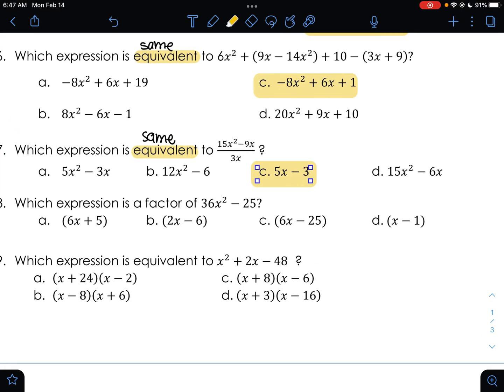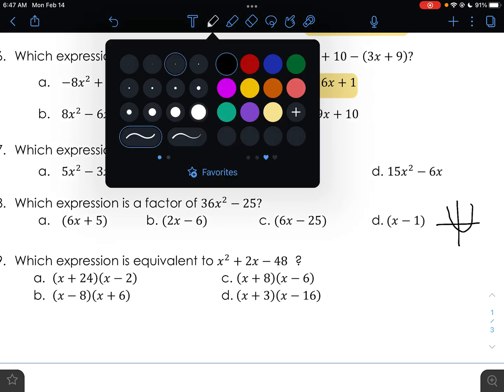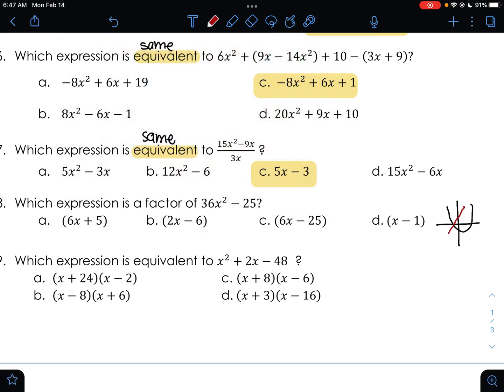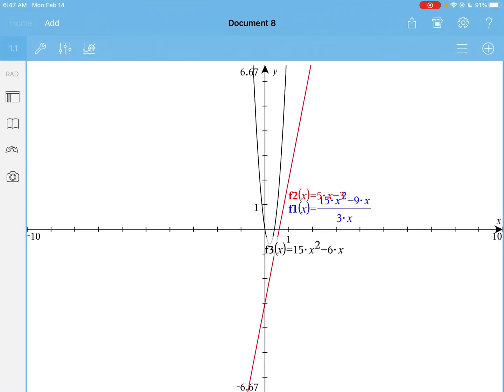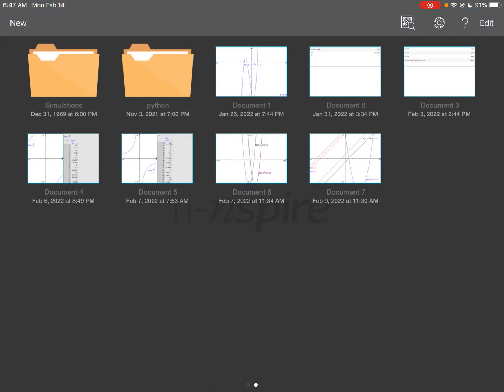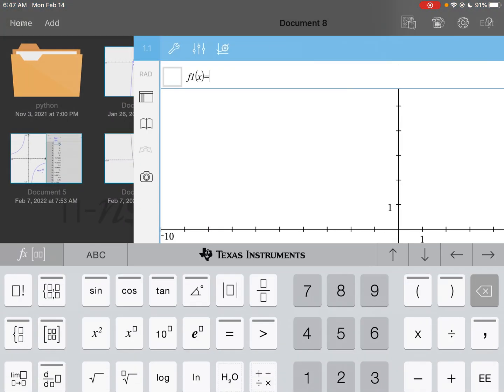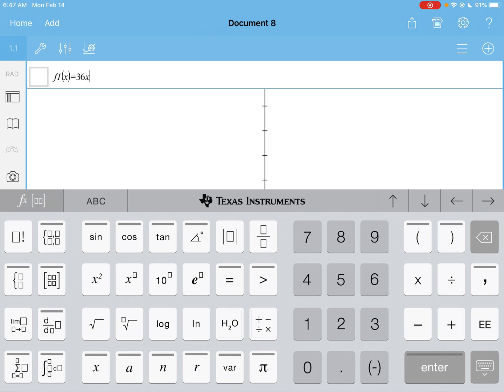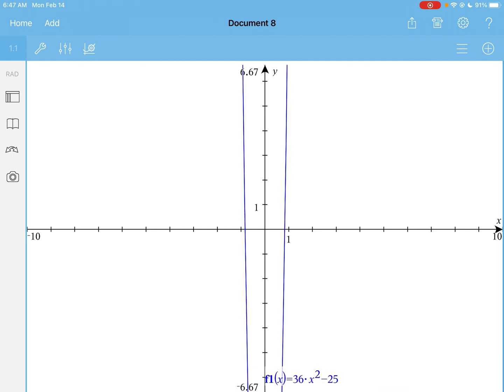Next one. Which of the following is a factor of 36x squared minus 25? So remember, when we're doing something like this, and we're going to have a parabola, to be a factor, we're looking for it to go through one of the zeros like that. Okay, so that's what we're looking for. So we're going to go back to our graphs. We're going to start with a new graph, and we're going to type in 36x squared minus 25.